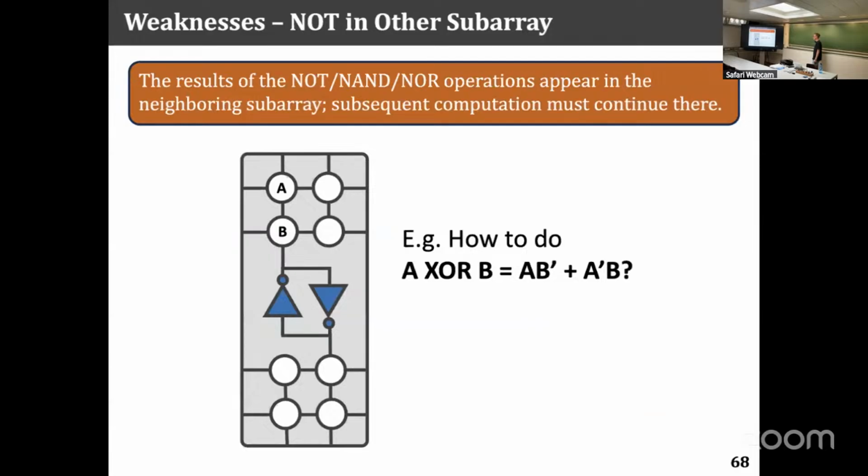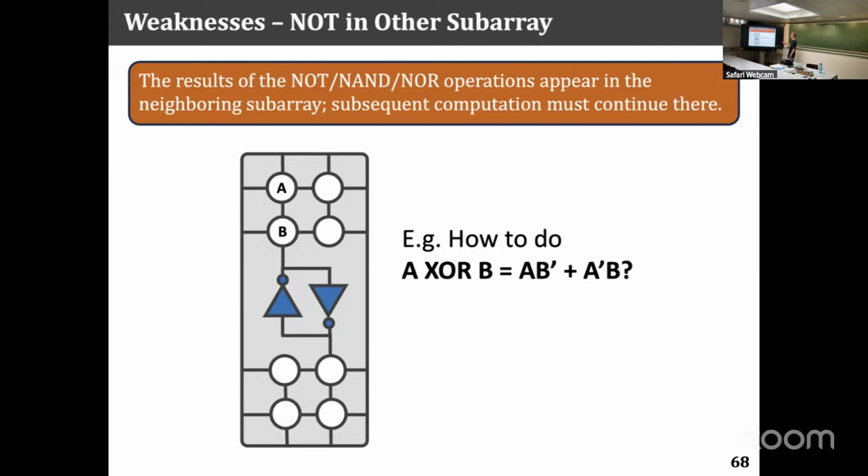So let's go on to weaknesses. It's also starting a bit into the discussion. My first point here is that while we have a NOT operation, basically the result of the NOT operation is in the other subarray, right? We use the NOT gate to get, for example, if we want to negate B, the NOT B will basically be in the other subarray.